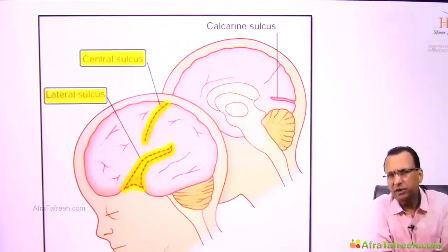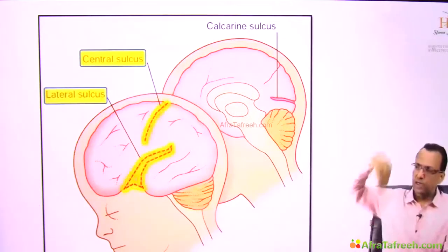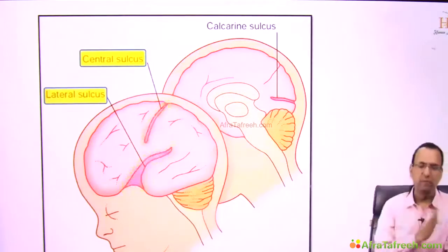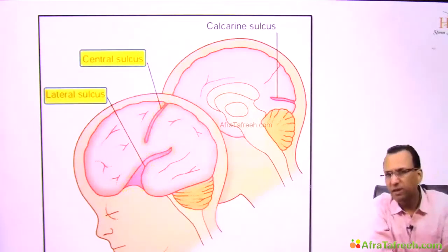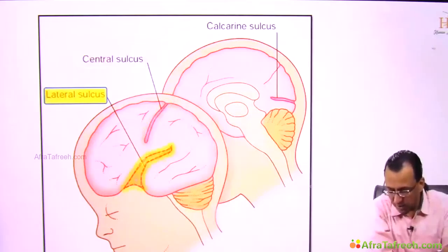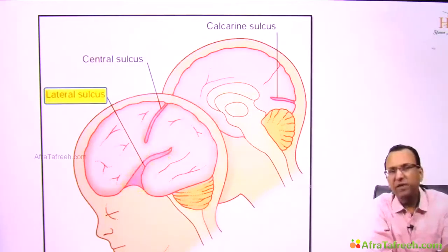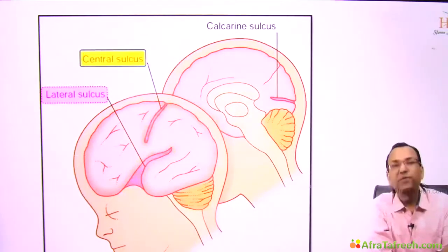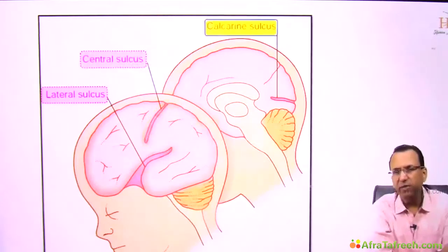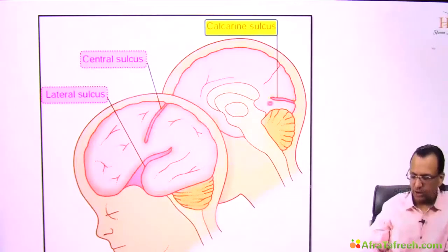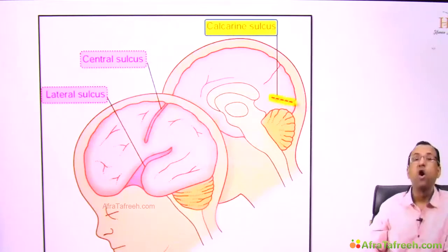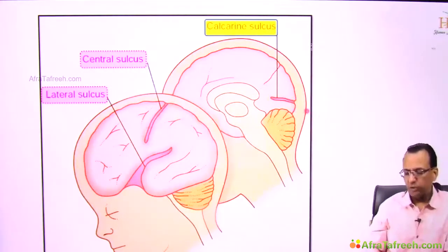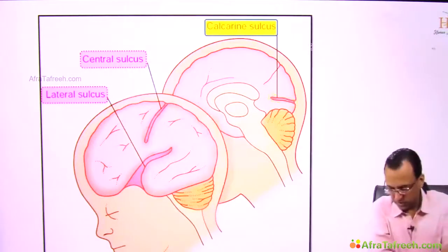Why do you need sulcus? To increase the surface area of cerebrum. That is the purpose of developing sulci. And what is on the medial side then? See, on the lateral surface, you see the lateral sulcus and also the central sulcus. But if you look from the medial side of the cerebrum, there is the calcarine sulcus. And on the medial view of the cerebrum, when you see the calcarine sulcus, that is the area where you have the occipital visual cortex. So we'll continue with that.